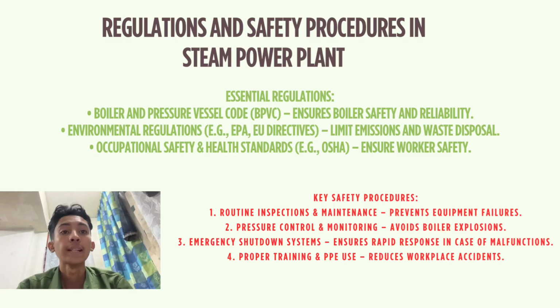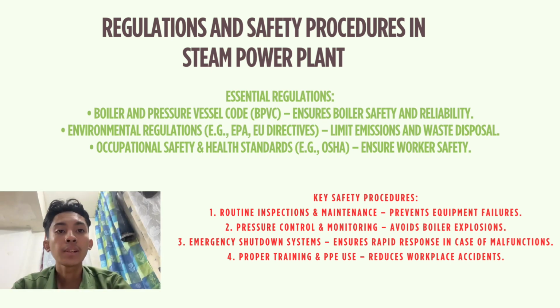In my last 2 slides here, I'm going to talk about safety and regulations procedure in steam power plants. The essential regulation is the Boiler and Pressure Vessel Code, also known as BPVC. It is to ensure boiler safety and reliability. The second one is environmental regulations, for example EPA and EU directives. It is to limit emissions and waste disposal. And lastly are the occupational safety and health standards, for example OSHA. It is to ensure worker safety.